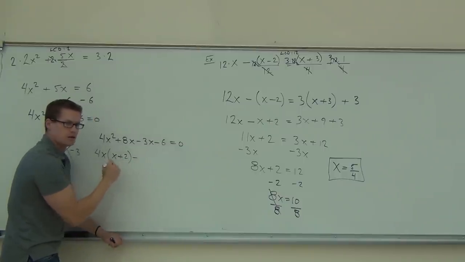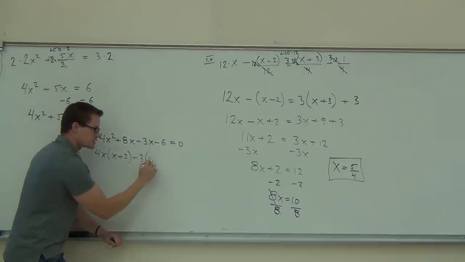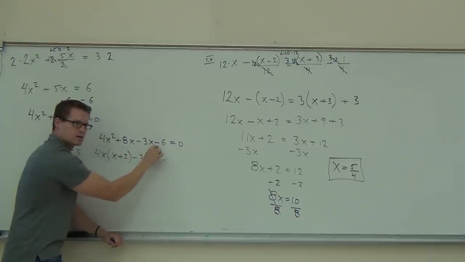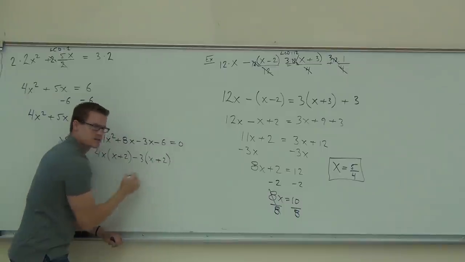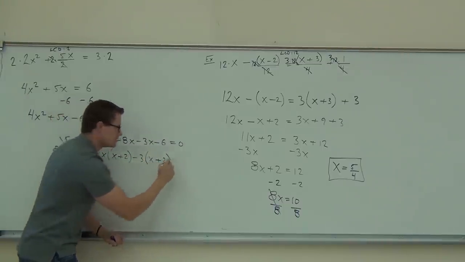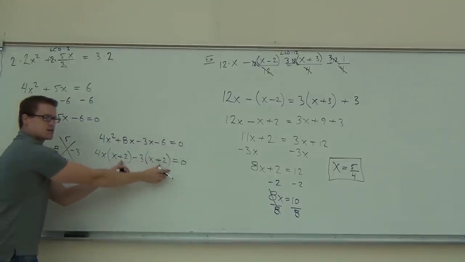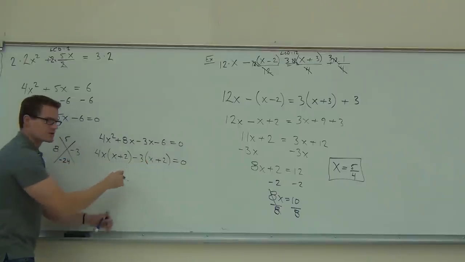Negative. Negative what? 3. If you factor out negative 3, notice that this will become positive x and this will become what? Positive 2. Do you see why the sign changes, folks? We're factoring out a negative. You're dividing a negative by a negative. Looks like we did it right. If you had got different signs here, you would have done something wrong. You'd go back and fix it at this point.